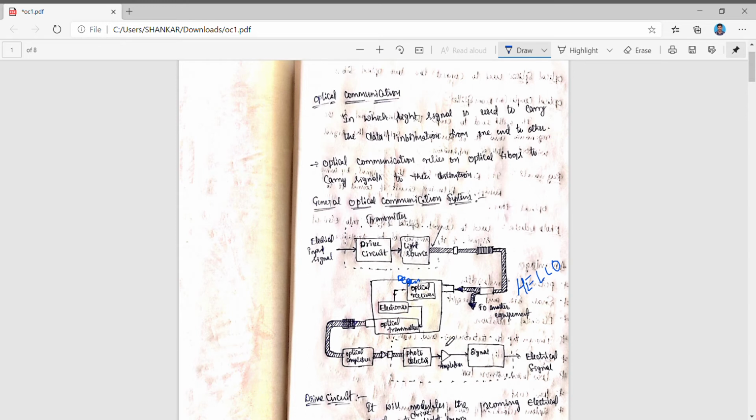Now this signal will be applied to the amplifier, which will amplify the electrical signal, and then the signal is applied to the signal restorer here.